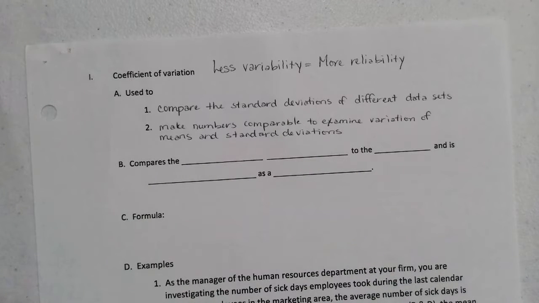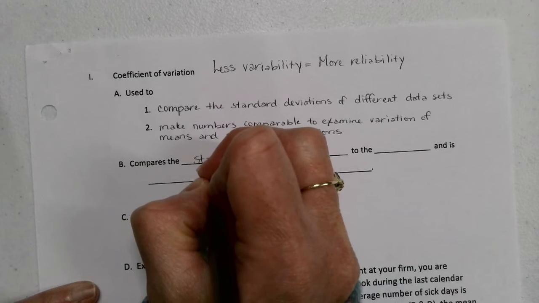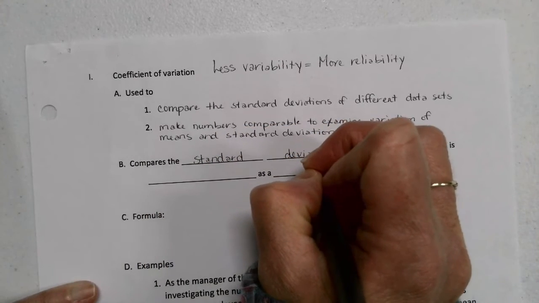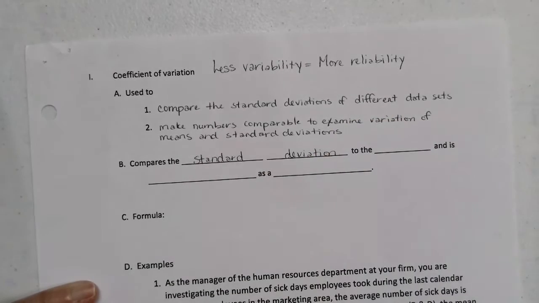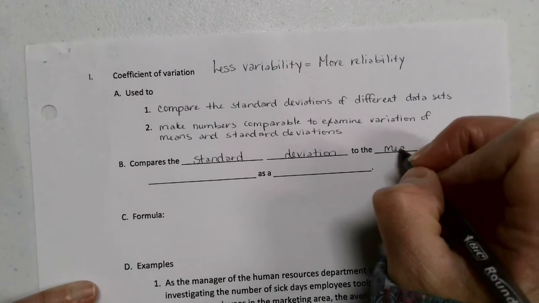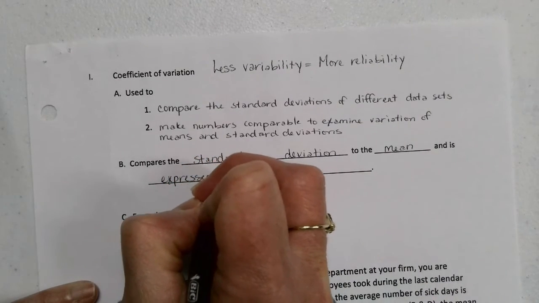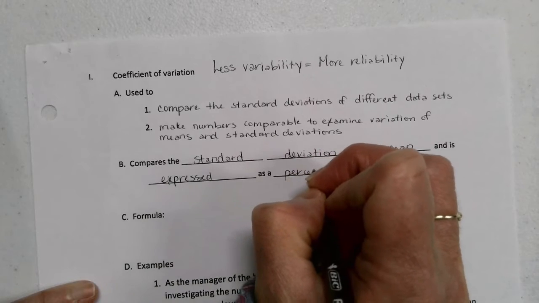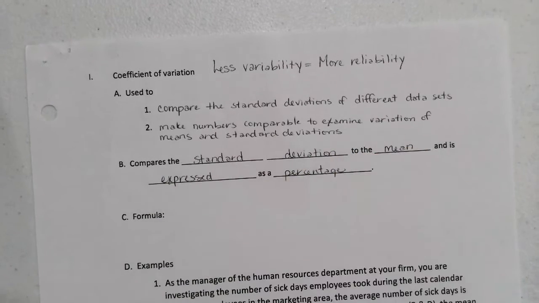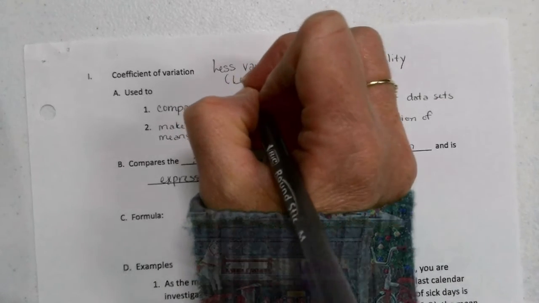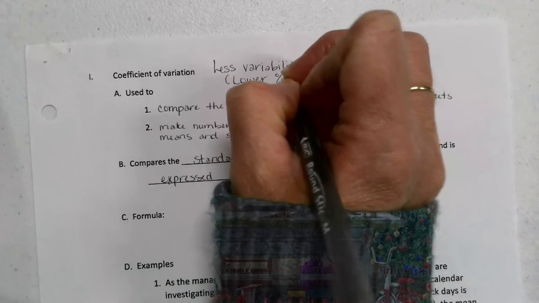So what the coefficient of variation does is it compares the standard deviation to the mean, and it is expressed as a percentage. So because of that, we want a lower percentage, because a lower percentage means less variability. Less variability, we want a lower percentage.